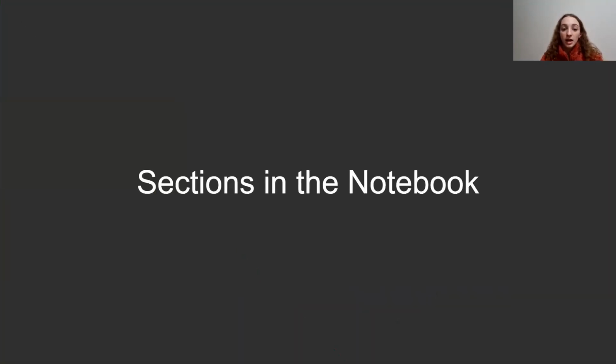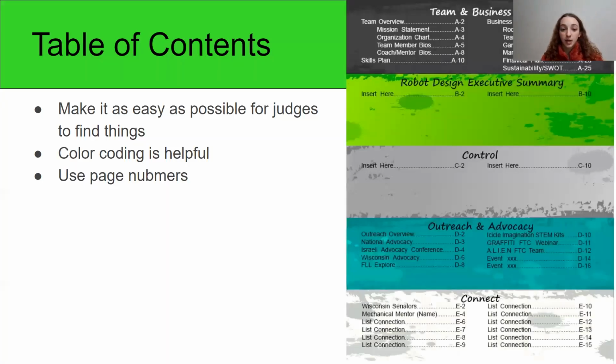So to start, a great table of contents is a must. Make sure your table of contents makes it easy for the judges to find each section and to find your most important information. Try color coding sections or topics in the notebook and make sure you have page numbering.